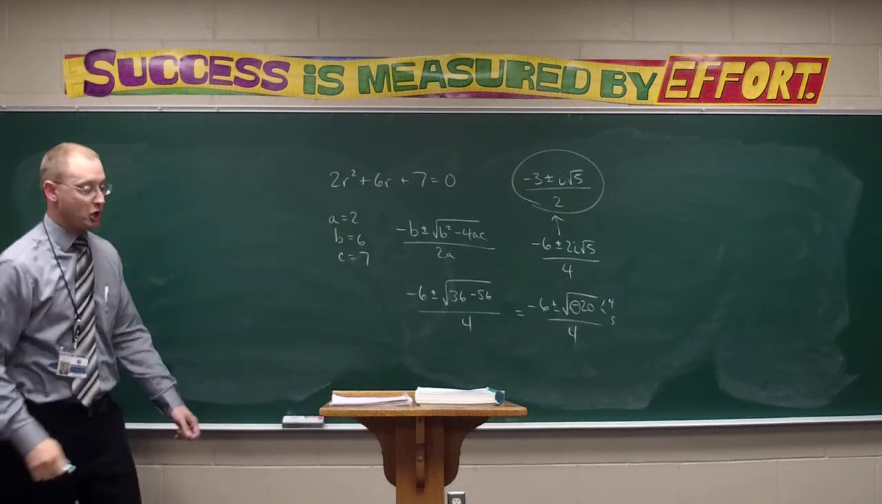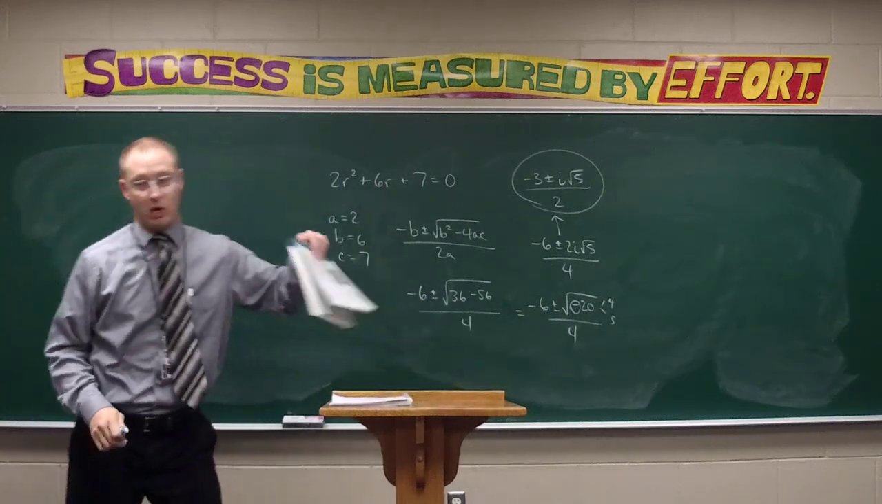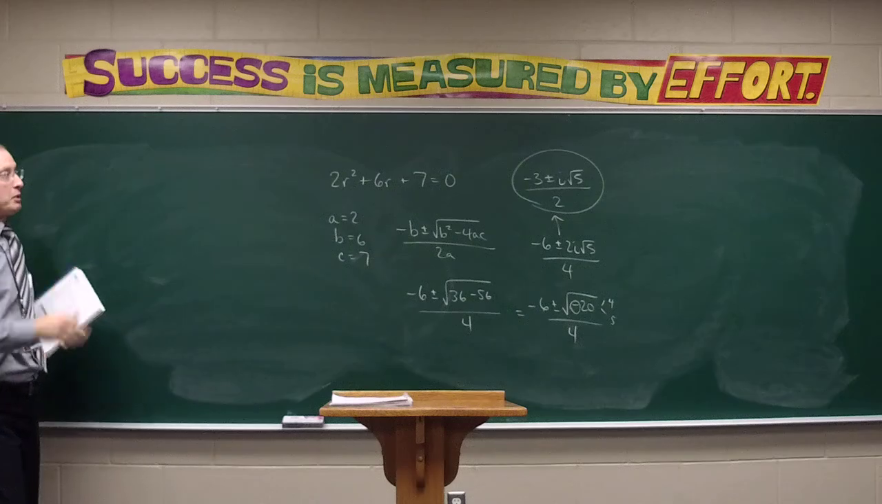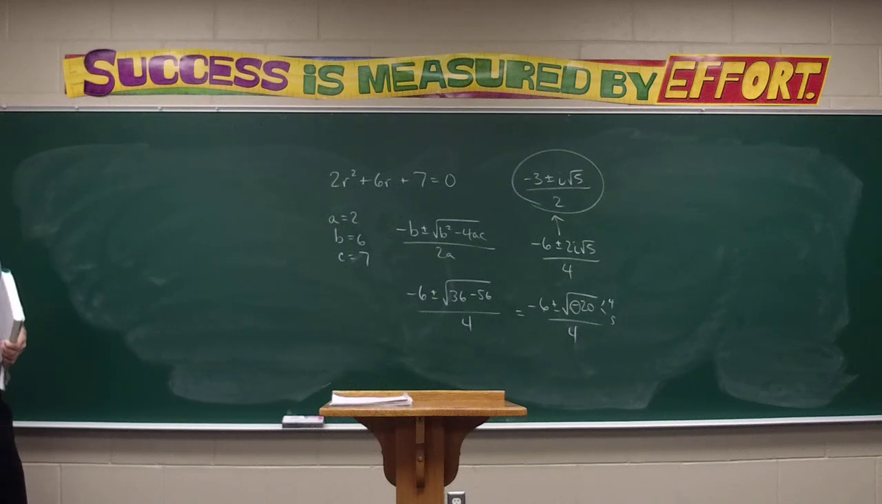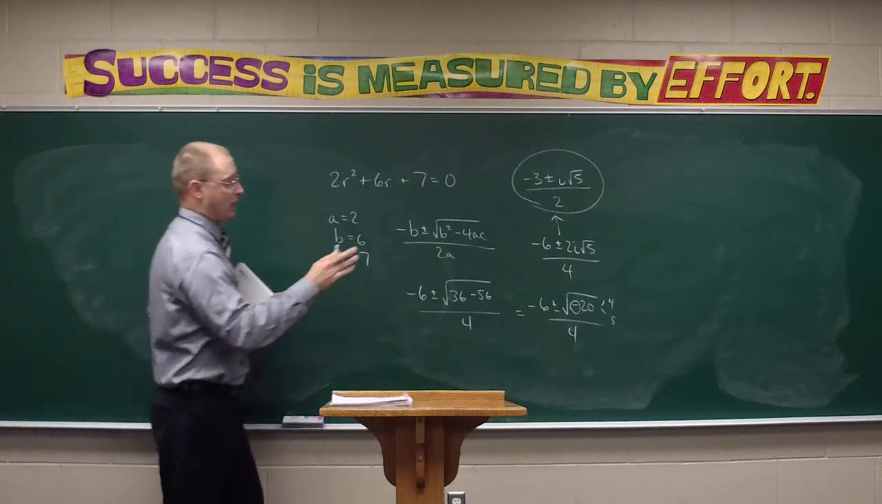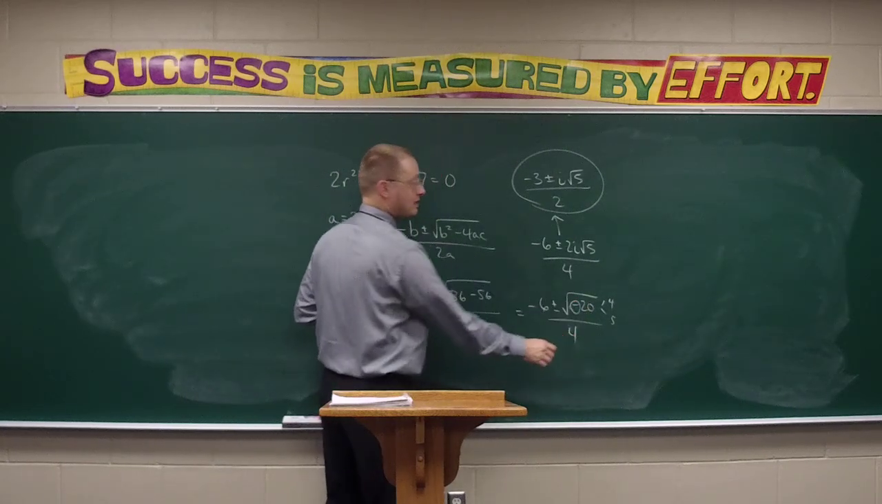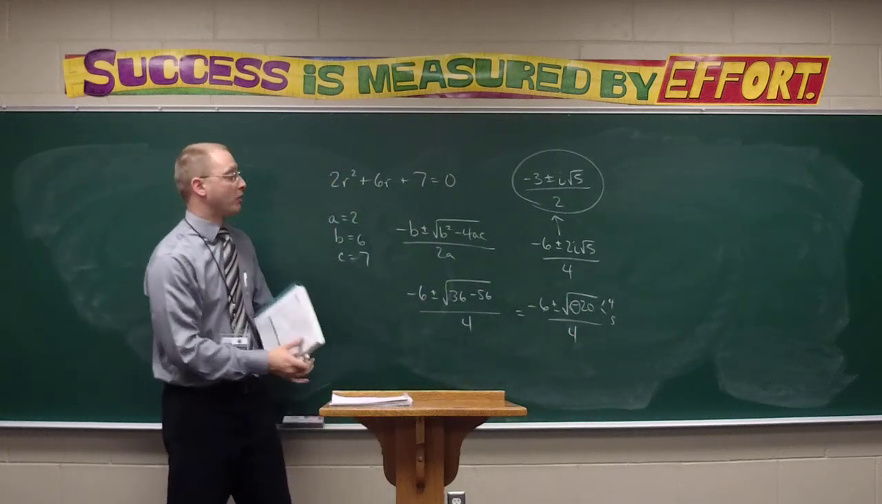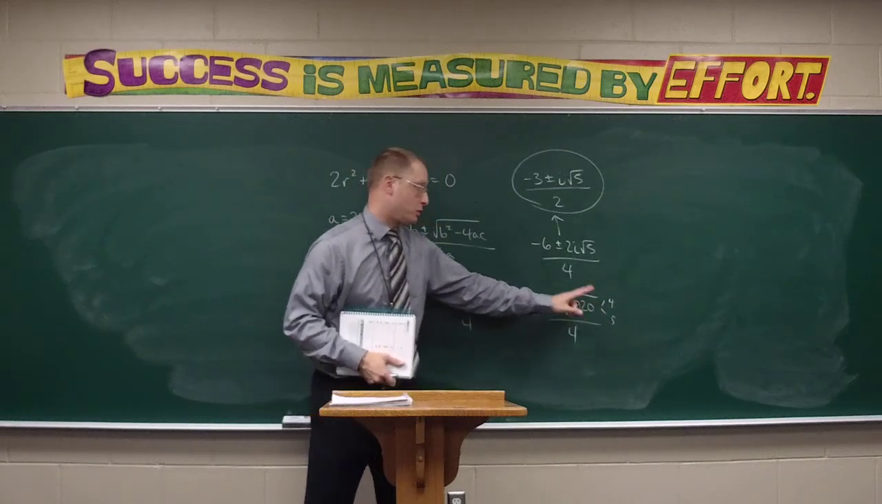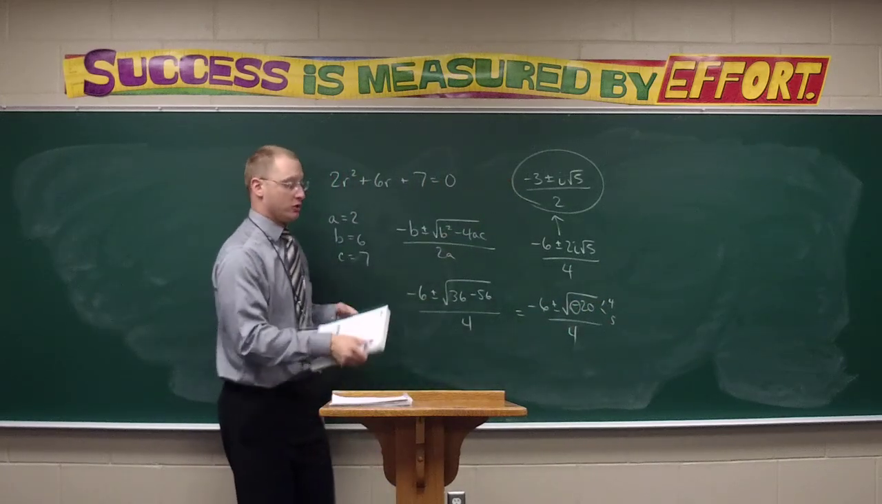Those who finished with 22, check your answers on 22. Somebody got negative 3 plus or minus i square root of 5 over 2. All right, anyone stop here at negative 6 plus or minus i square root of 20 over 4? Again, look for the reducing. The square root of 20 is 2 square root of 5, and then we can cancel the 2 out.